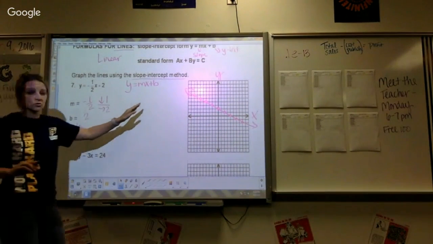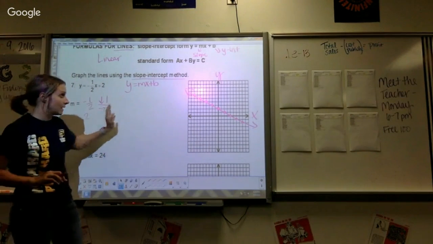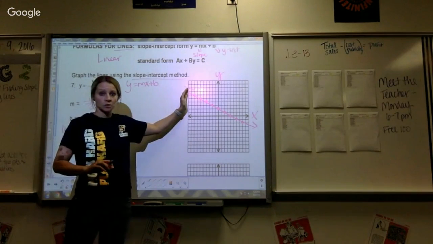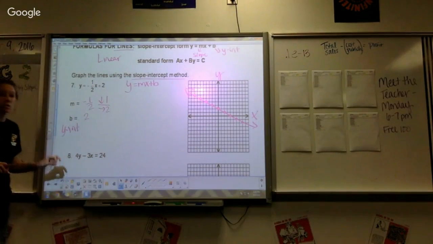You can check the direction of your line when you finish by looking at your slope. Notice it was negative. Remember we talked about negative slopes decrease from left to right. So you can check the direction of your line.